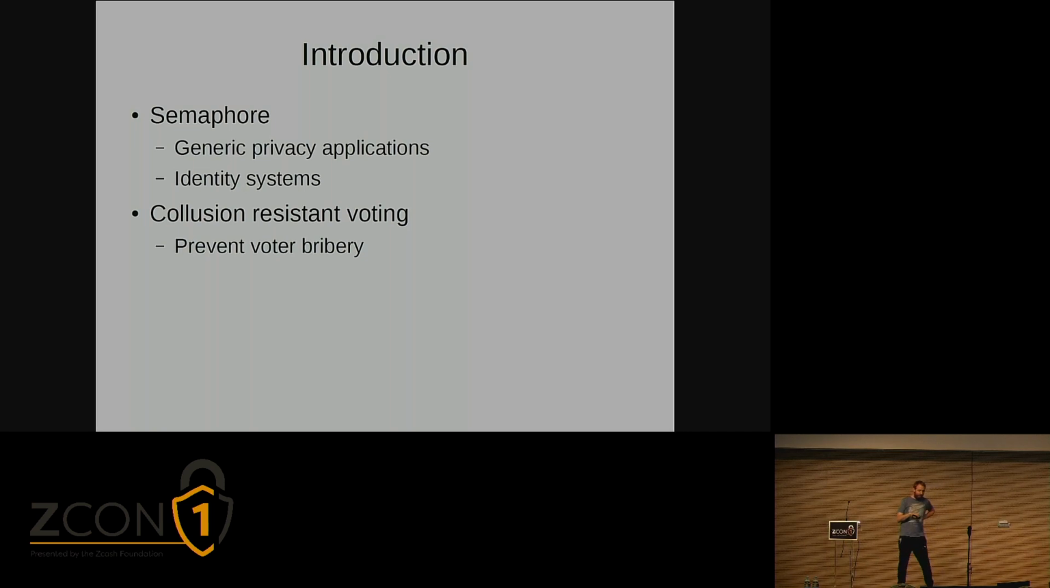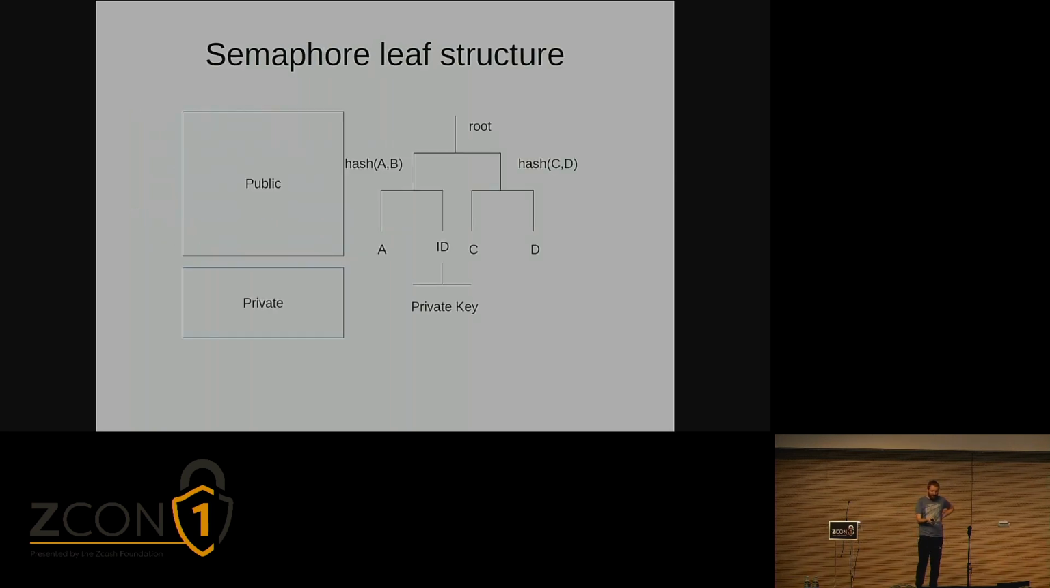And I might talk about identity systems. And then I'll talk about collusion-resistant voting. So hopefully I'll try and keep the voting theme going and show different problems and different solutions as we go along. Okay, cool.